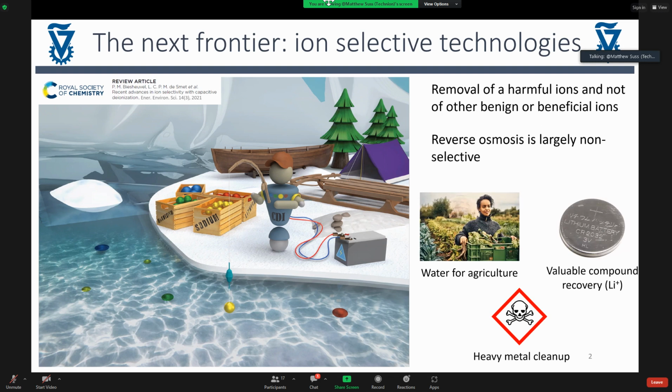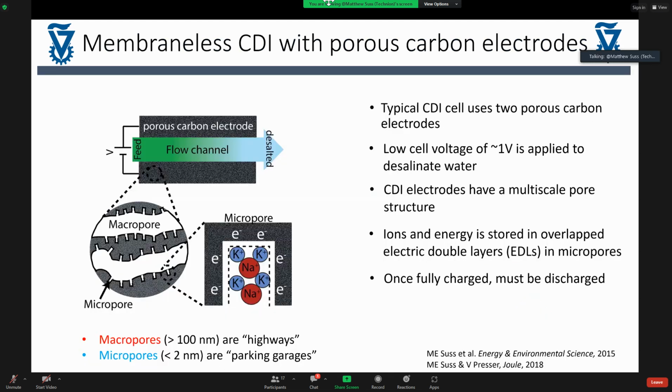So examples where selectivity is important are water for agriculture, which we'll talk about, valuable compound recovery like lithium, and things like heavy metal cleanup, where you really want to target and remove certain species, but not everything else from the water. I won't really introduce the technology, but all the projects I'm going to talk about today, and really the stuff we focus on in my lab, is membraneless capacitive deionization with these porous carbon electrodes.